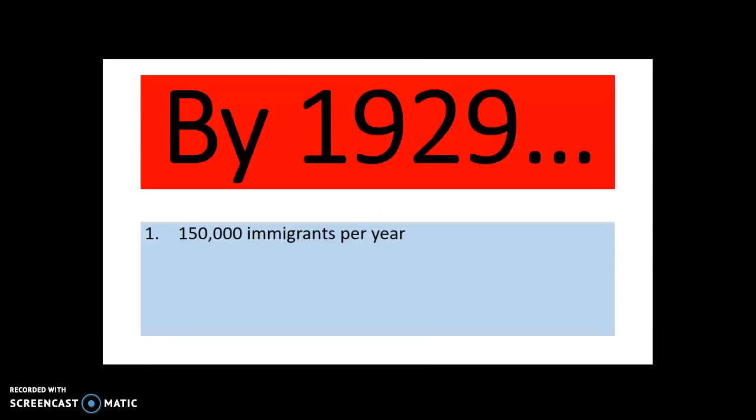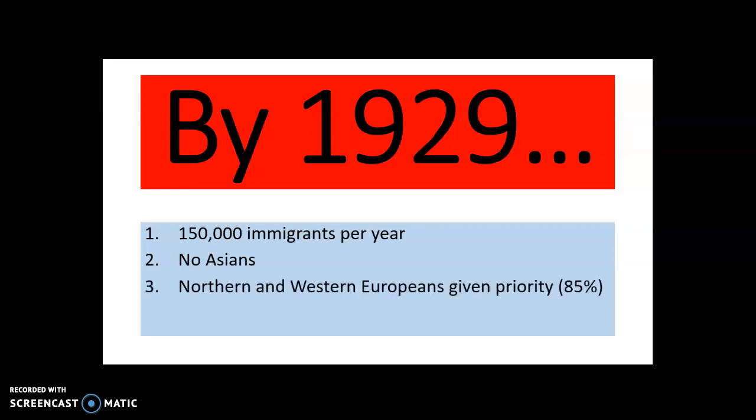Now, by 1929, you're down to a maximum of 150,000 immigrants per year. What's really evident in all of this is that no Asians at all were coming in by the late 1920s. And they were giving priority as part of this quota to Northern and Western Europeans. So 85% of those 150,000 were from Northern and Western Europe only.